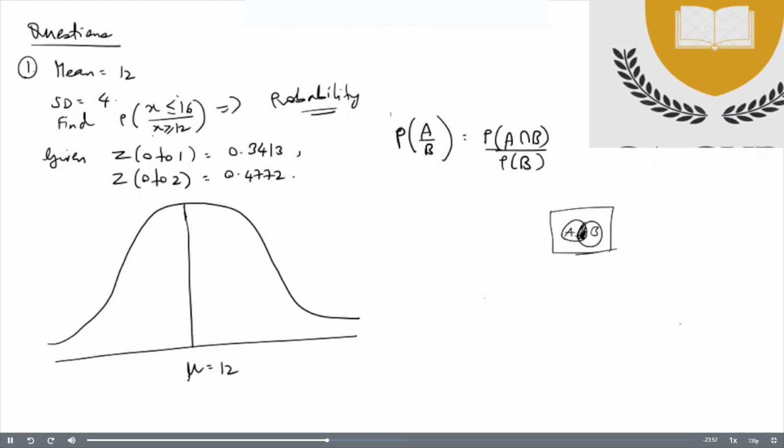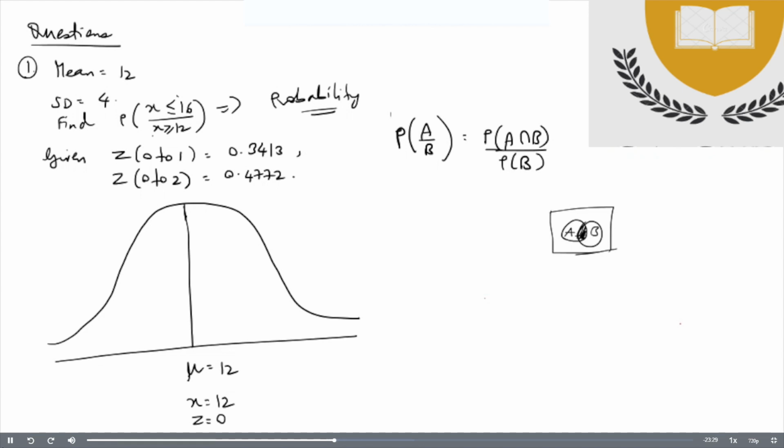So in order to find P of A upon B, we have to first consider P of A intersection B. Now before that, A will be 16 and B will be 12. This is the manner in which we will consider this. First we will see where 12 is. 12 is in the midpoint. So x is equal to 12 is also the same point as the mean. That is the midpoint. Here z will be equal to 0. We have learned this before. Z will be equal to 0.